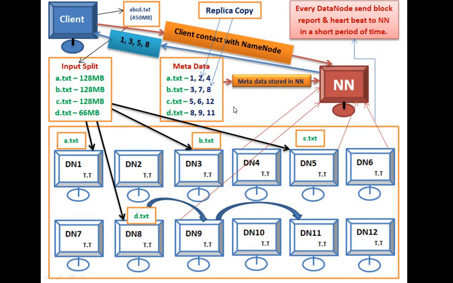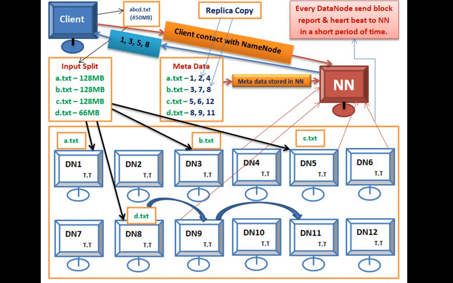Suppose the NameNode fails, then we cannot access this file from these DataNodes, because no one knows which DataNode has which file in which block. Only the NameNode knows all this information about the file.